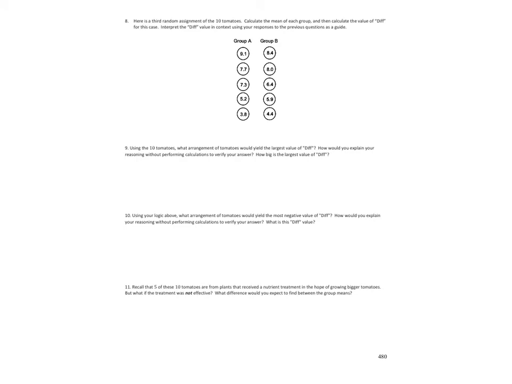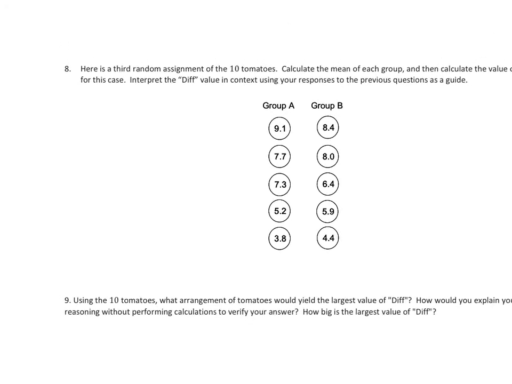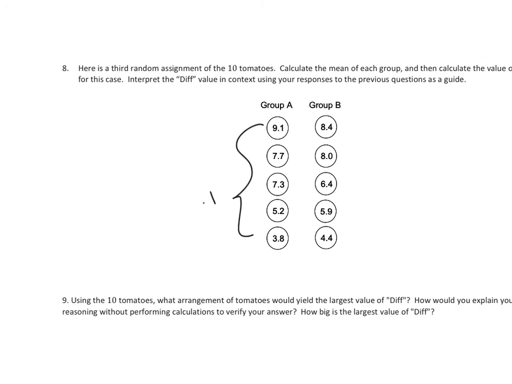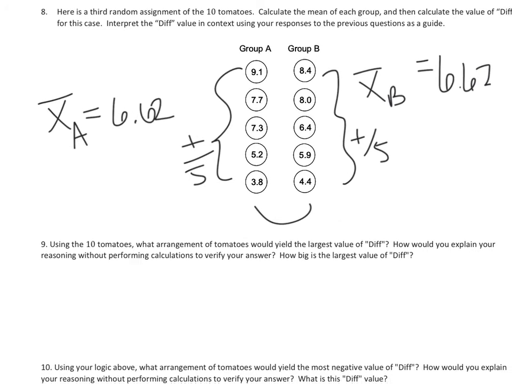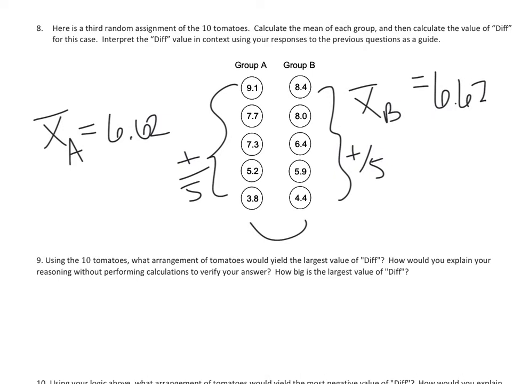Again, another scenario that we're going to use. So let's find the means of the two groups. I'm going to add up all of these numbers, divide that by 5. When I do that, I end up getting a group A mean of 6.62. And I'll do that for group B. Add up all these numbers, divide by 5. That would get me another value of 6.62. So these two groups are evenly distributed, giving us the same exact means. So this just tells us that the diff value, when I subtract A and B, gives me a diff value of 0. So there is no difference in the average.